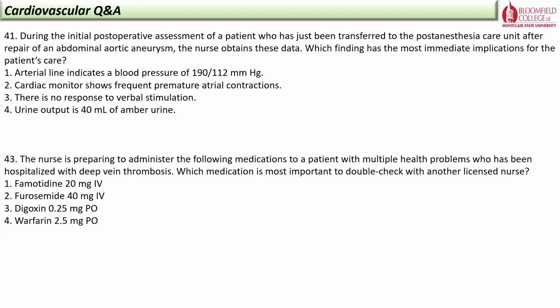Question 41. During the initial post-operative assessment of a patient who has just been transferred to the post-anesthesia care unit after a repair of an abdominal aortic aneurysm, the nurse obtained this data. Which finding has the most immediate implication for the patient's care?